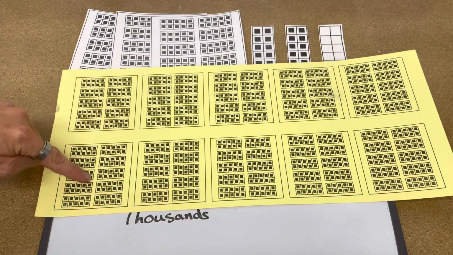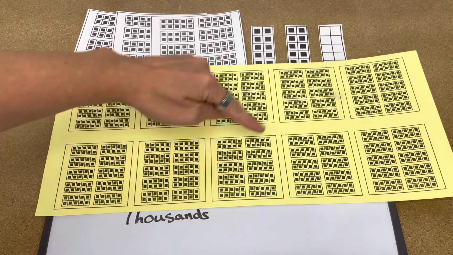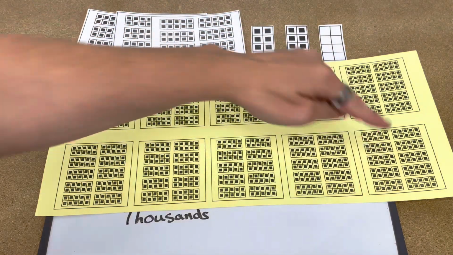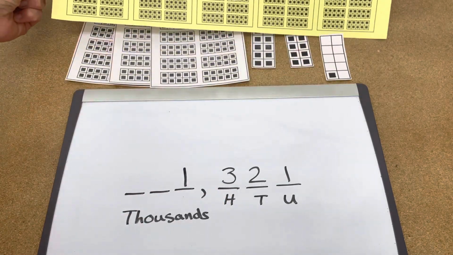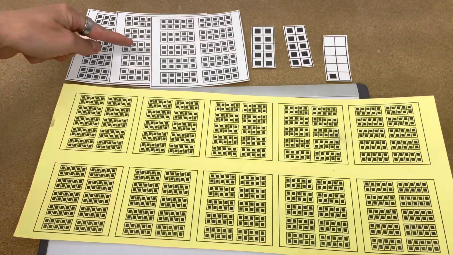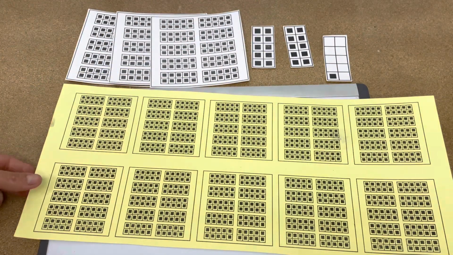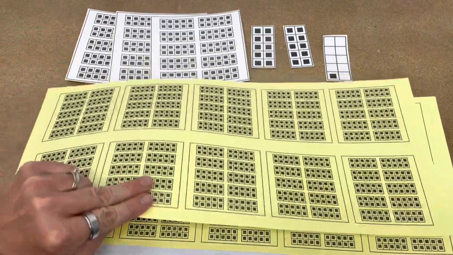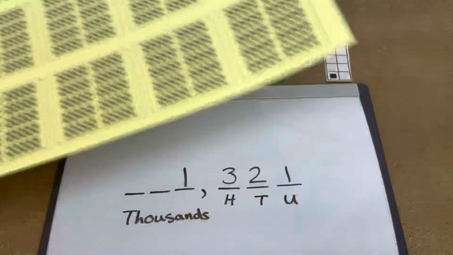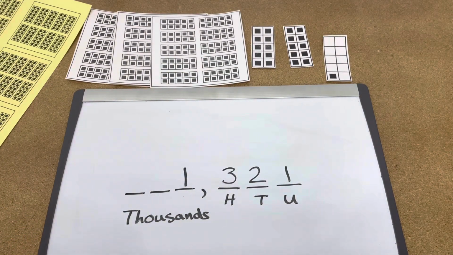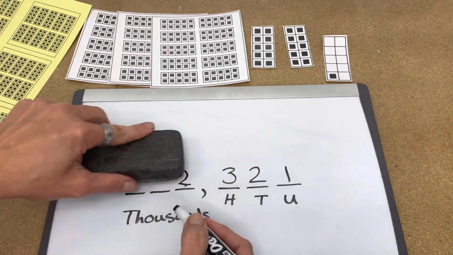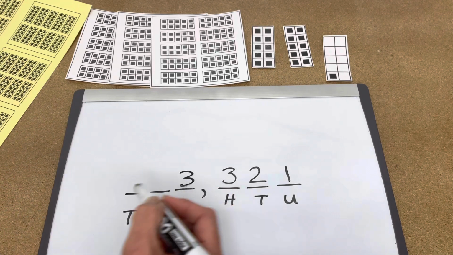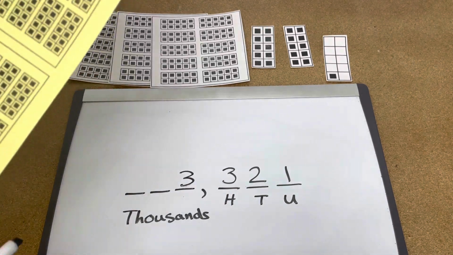This is 100, 200, 300, 400, 500, 600, 700, 800, 900, 1,000. So if we write 1,321, we see that the number is 1,000 with the 300 and the 21. If we add another 1,000, that makes 2,000. If we add another one, we would change the number to 3,000, 4,000, 5,000.